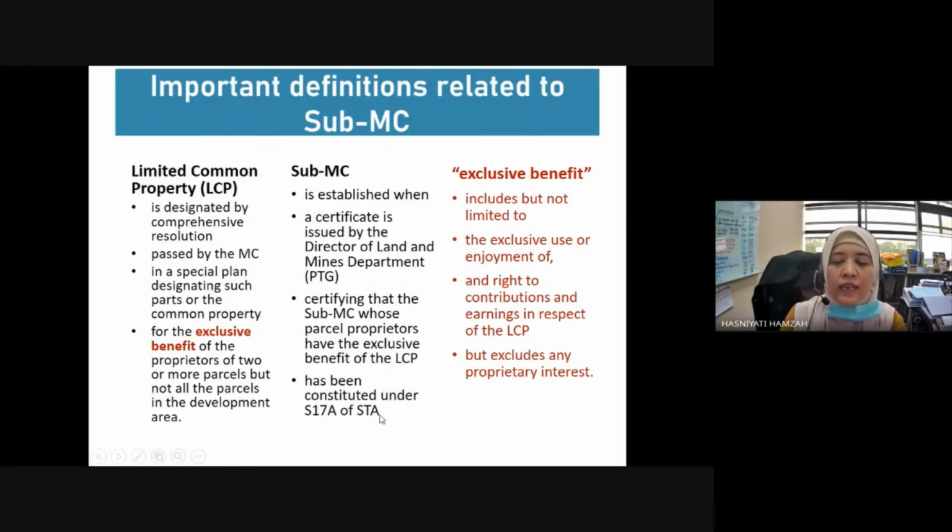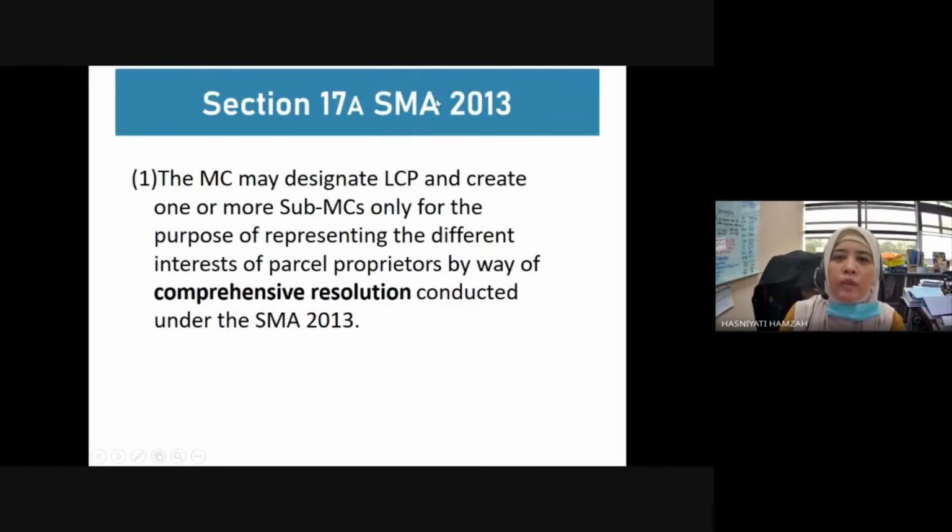SMA ke STA? SMA and STA same, because you remember I said before, the good thing about MC and sub-MC is they use section 17 in both STA and SMA. So it doesn't matter whether you tulis STA pun betul, STA 1985 or SMA 2013, it's still correct, yeah. The MC may designate LCP. Designate again, remember this word, do not use other words. Designate, boleh designate LCP. MC may designate LCP and create one or more sub-MCs.